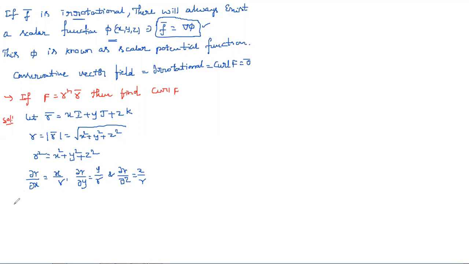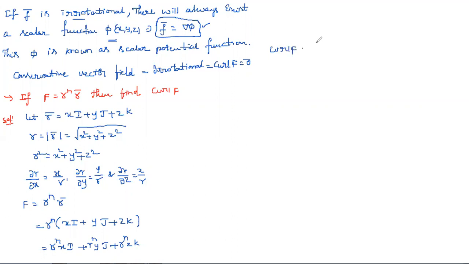And now we go for f form. So f is nothing but r power n r bar, which is r power n into xi plus yj plus zk. Multiplying, we get r power n into x i plus r power n into y j plus r power n into z k. So this is the vector f. Now we need to calculate curl f, right? So curl f in word notation, and in symbolic notation you can write del cross f.